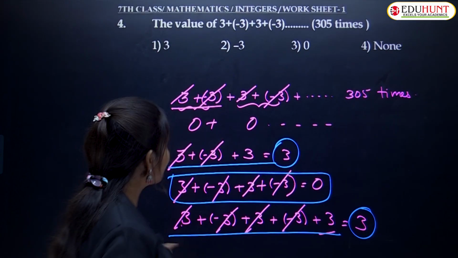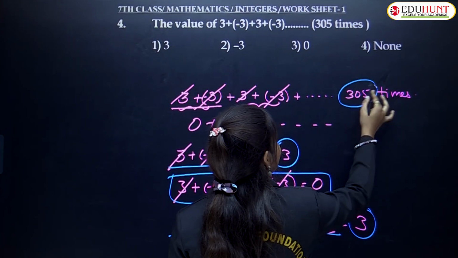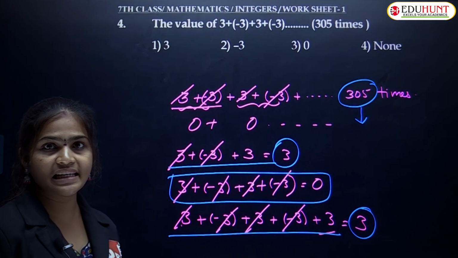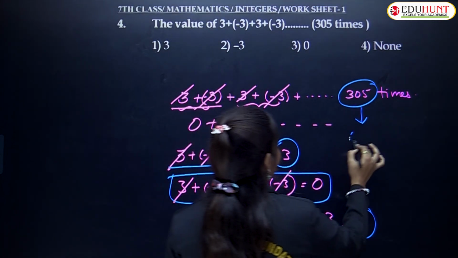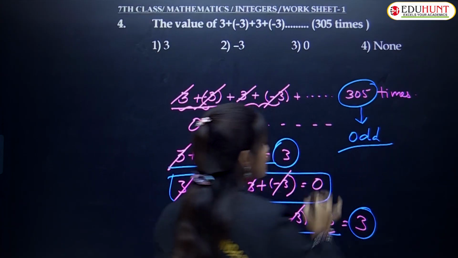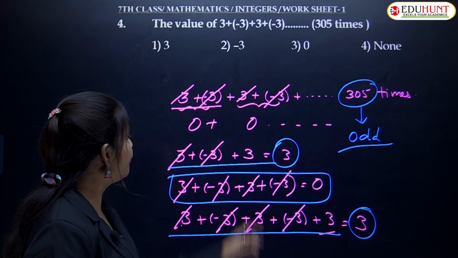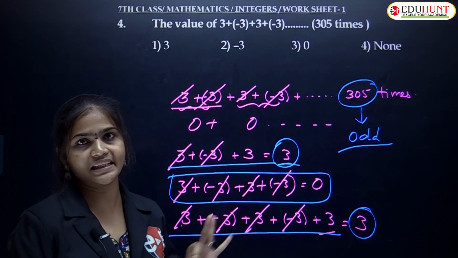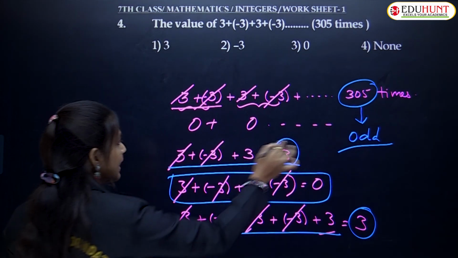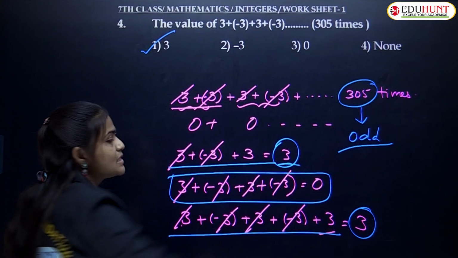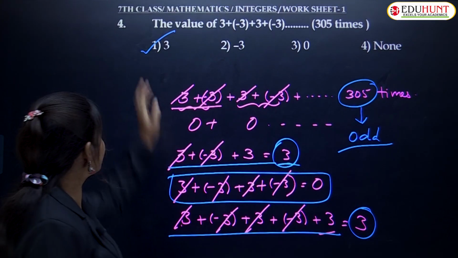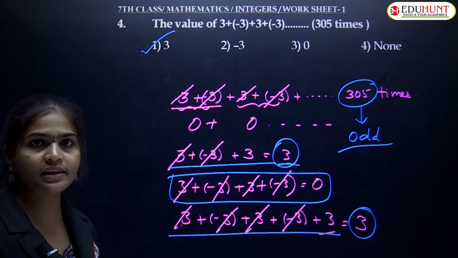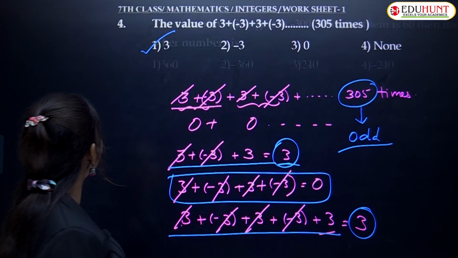How will it be concluded? Here 305. Is 305 even or odd? That is an odd number, right? So if it is odd, then the value is 3. So simply you can write that condition, and the answer is option 1, answer is 3 here. Am I clear to you, children? Yes. Let us see question number 5.